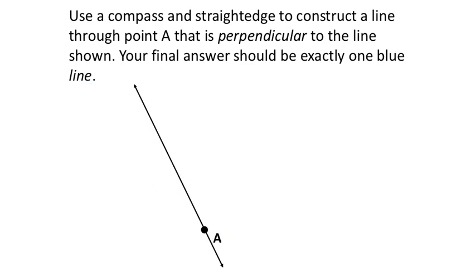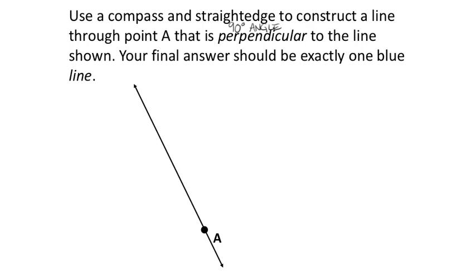Now we'll use a compass and straight edge to create a line through point A. So there's our point A, but perpendicular to this black line right here. So just like the last problem, perpendicular does mean it's going to create a 90 degree angle with that line that's given. But unlike the last problem, point A was somewhere out here, right? Now it's actually going to be exactly on the line.